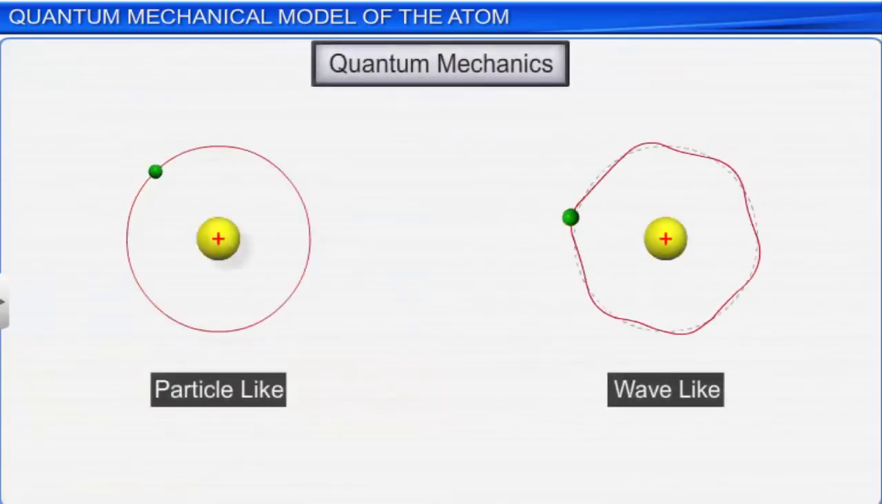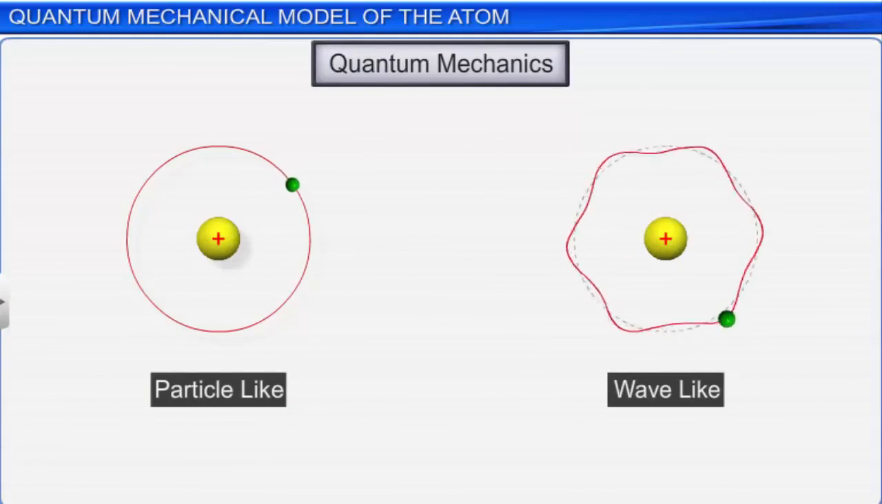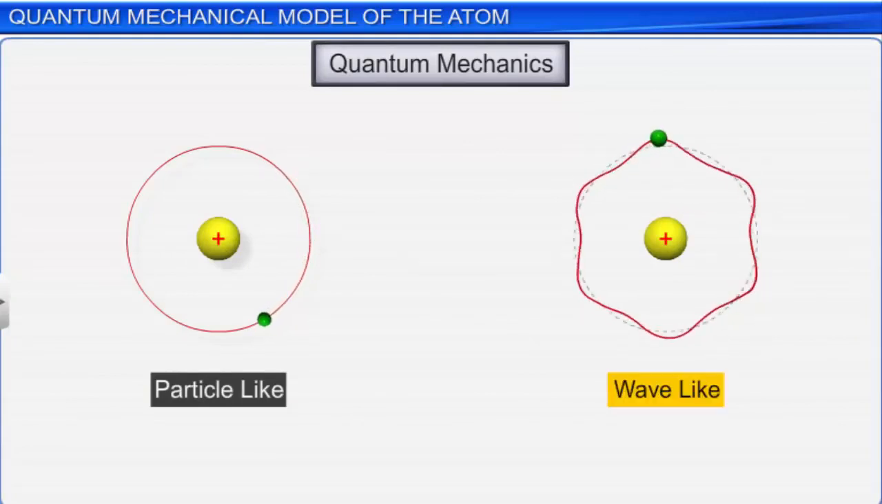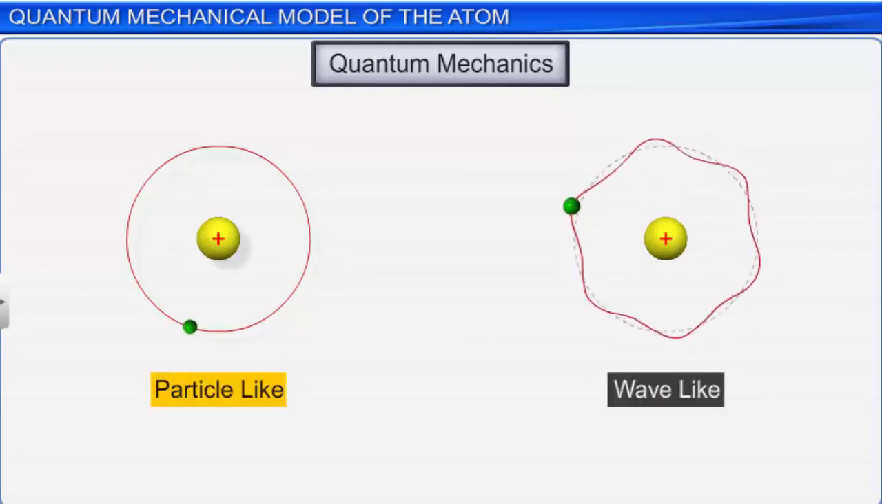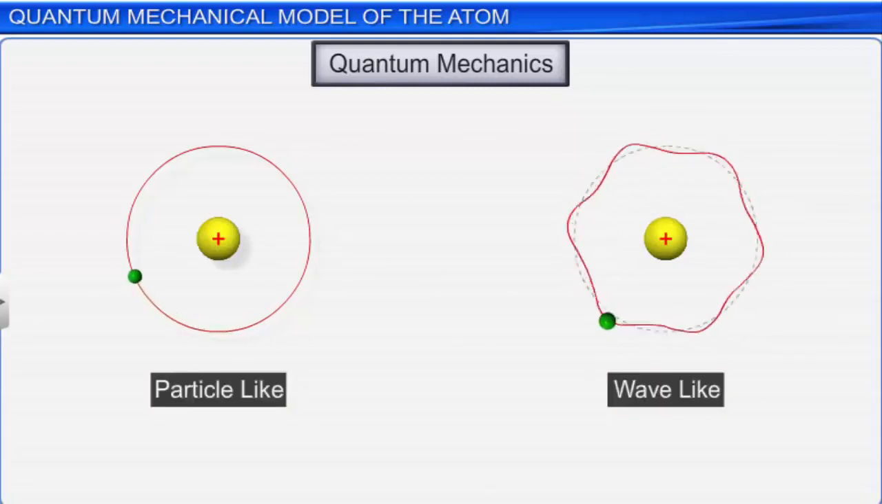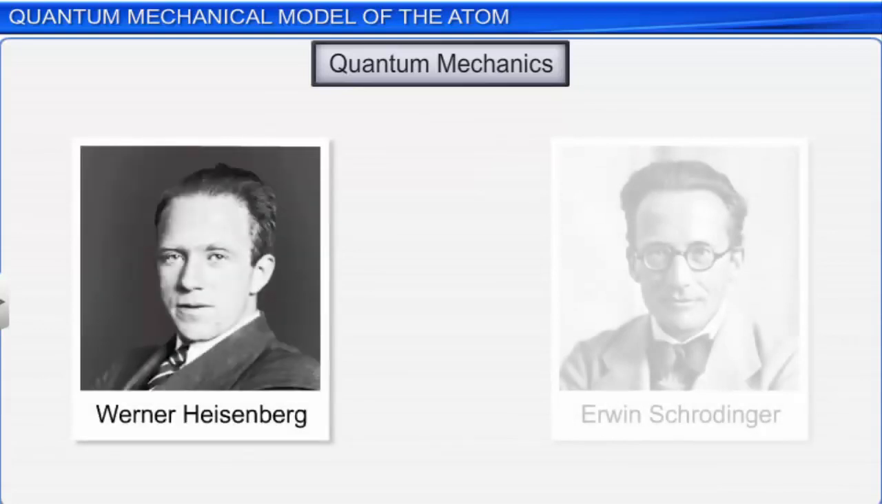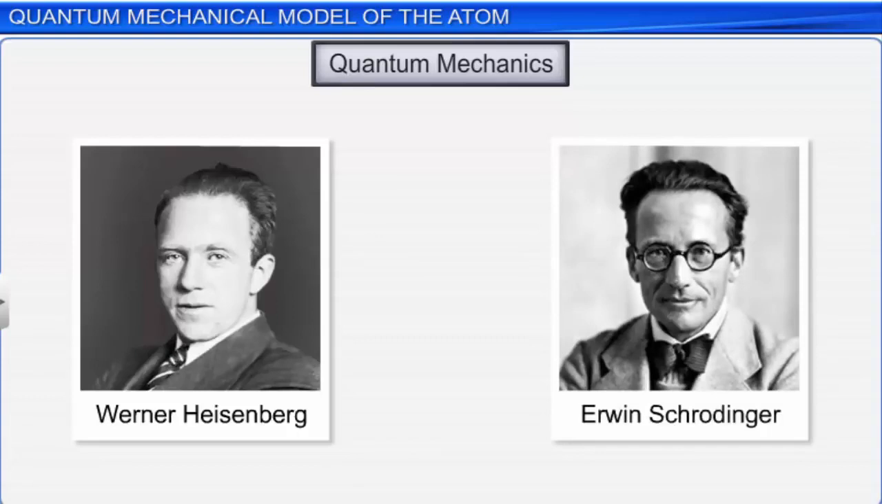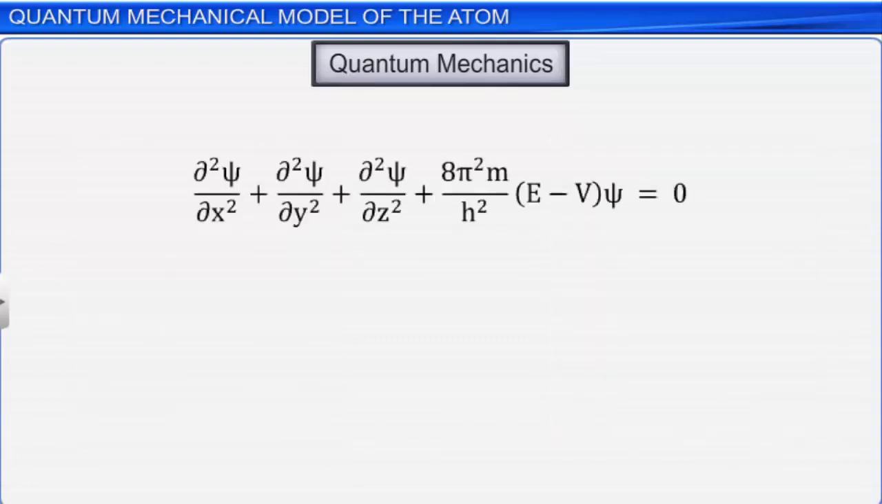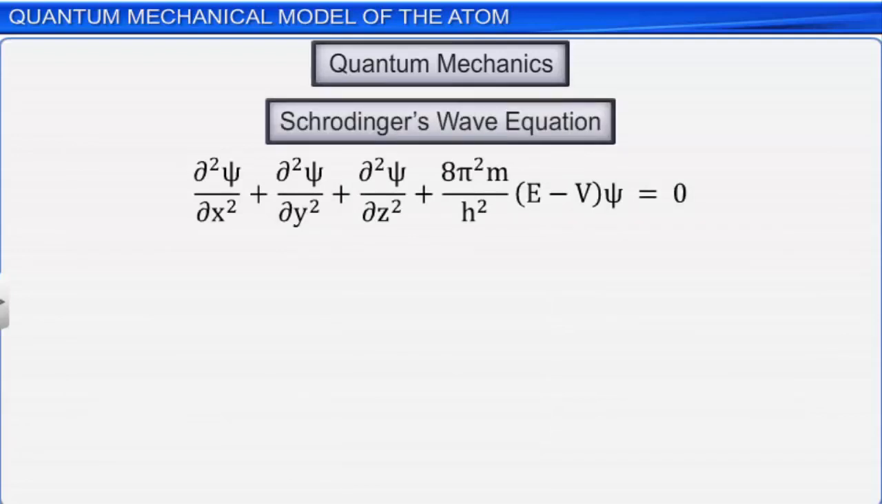Hence, quantum mechanics is a theoretical science that helps to study the motions of the microscopic objects that have observable wave-like and particle-like properties. Quantum mechanics was developed independently by Werner Heisenberg and Erwin Schrödinger in 1926. The fundamental equation in quantum mechanics is Schrödinger's wave equation.